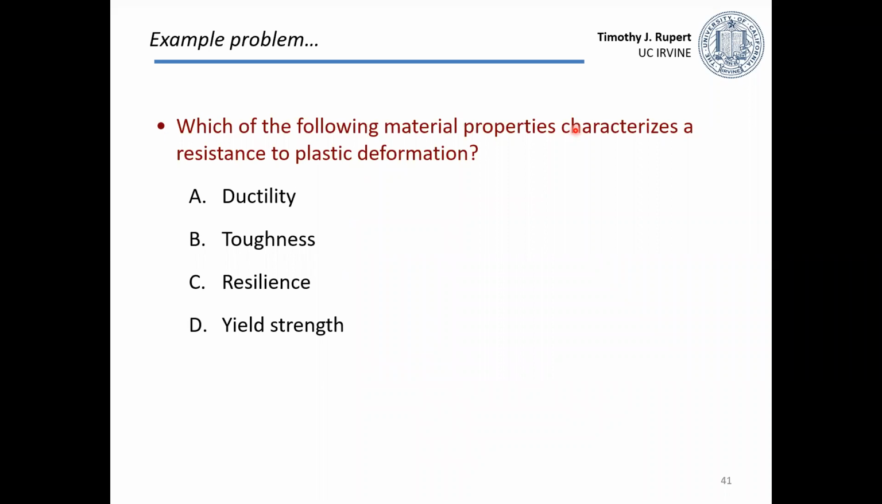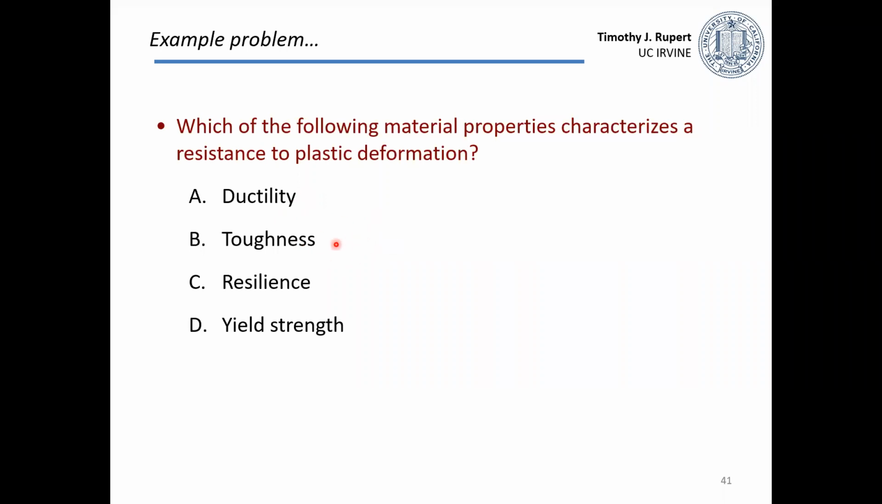All right, let's do a sanity check and make sure we understand these terms. I'm going to ask you, which of the following material properties characterizes a resistance to plastic deformation? So let's go through them one by one. Ductility is how far I can stretch my material before it breaks. But I mentioned that something like rubber can be really easy to stretch out, but I can stretch it a lot. So ductility doesn't work.